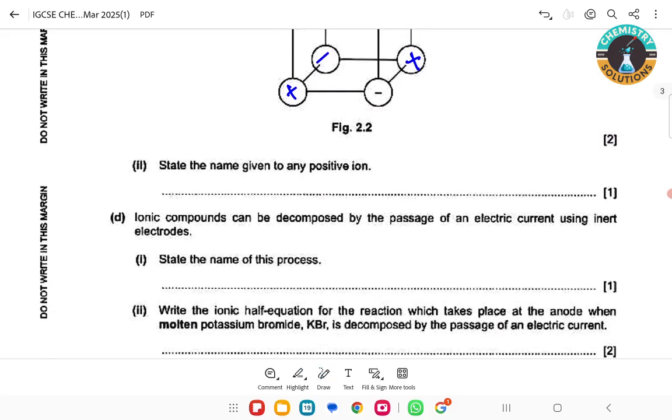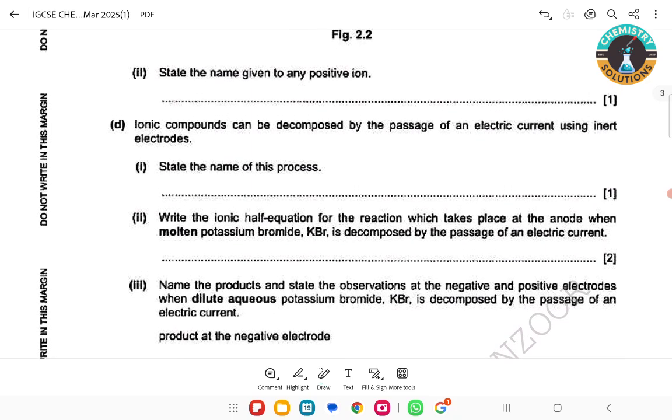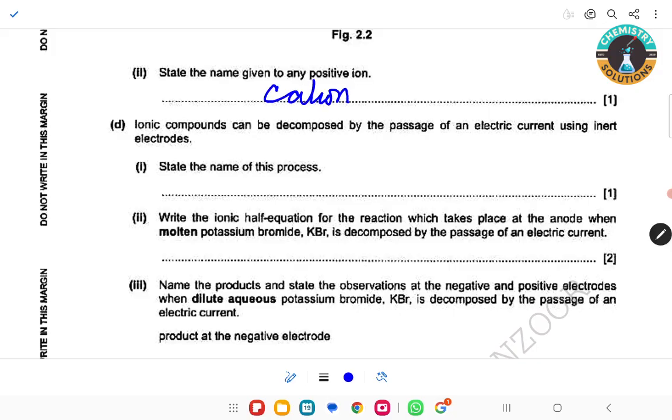If we move on towards the next part: say the name given to any positive ion. So positive ions are called cations. Ionic compounds can be decomposed by the passage of electric current using inert electrodes. So this is the process of electrolysis, where an electrolytic cell is being used.